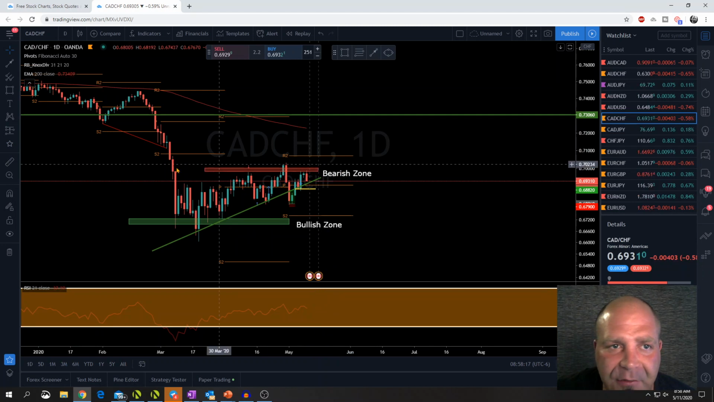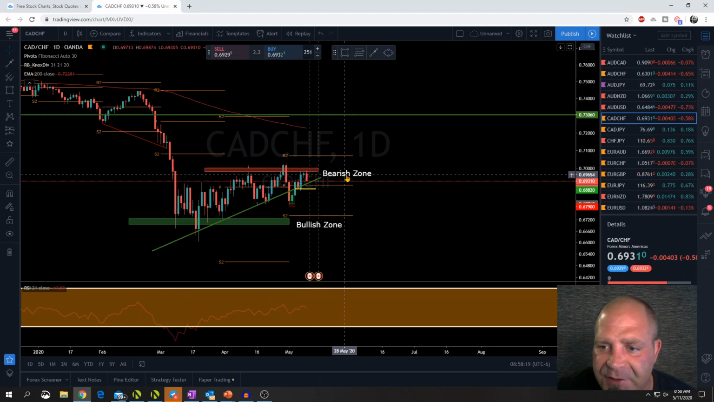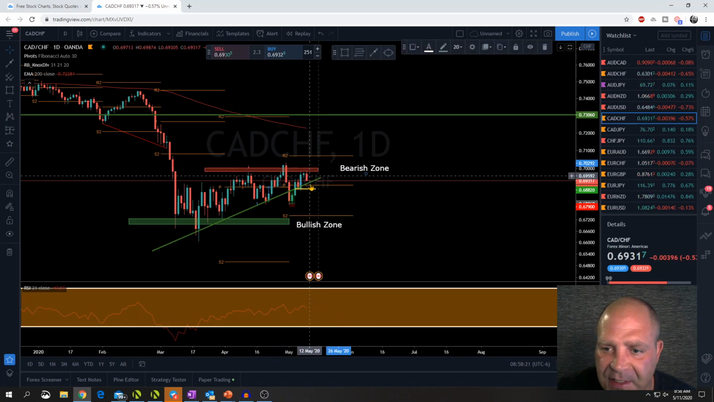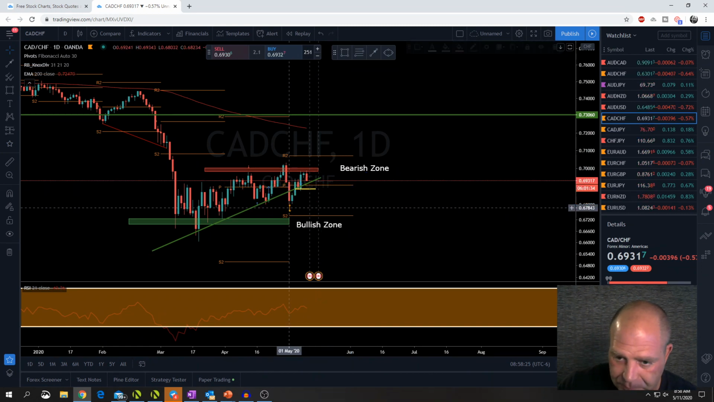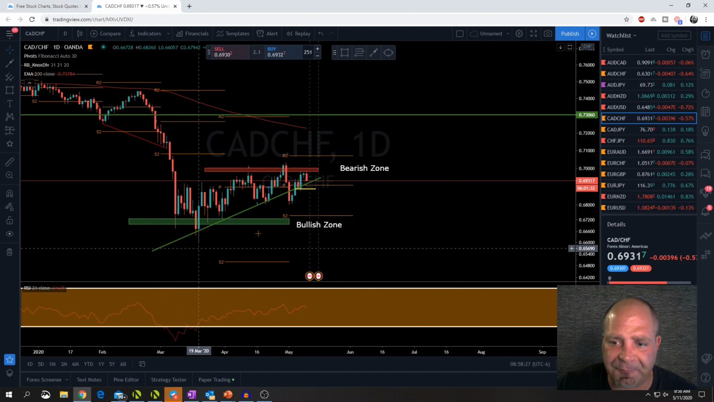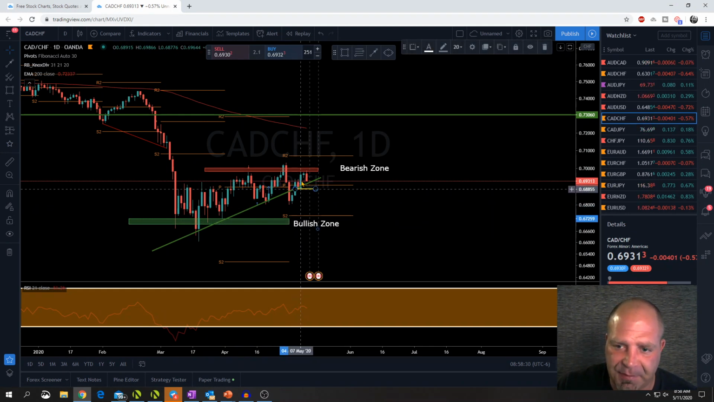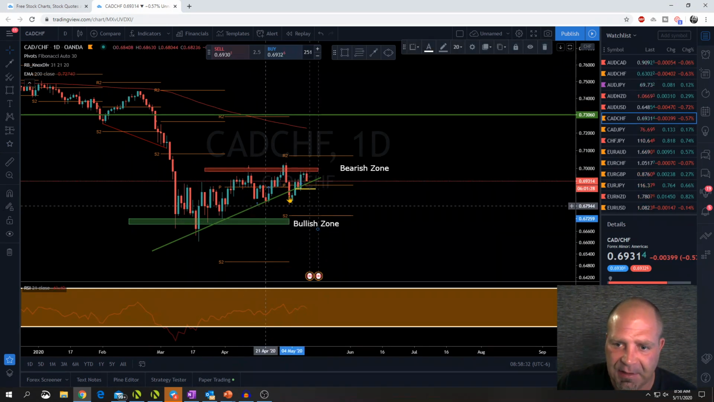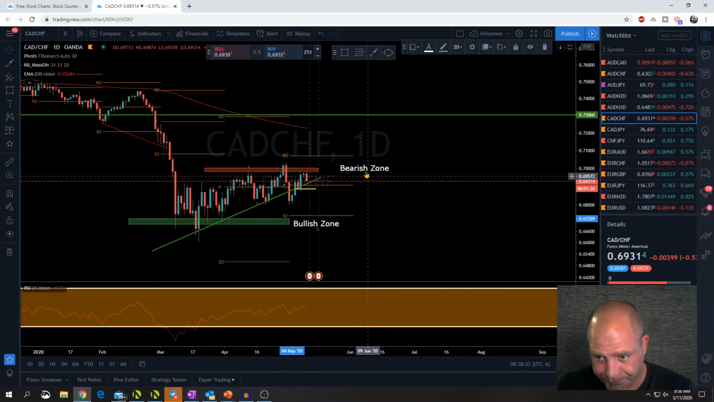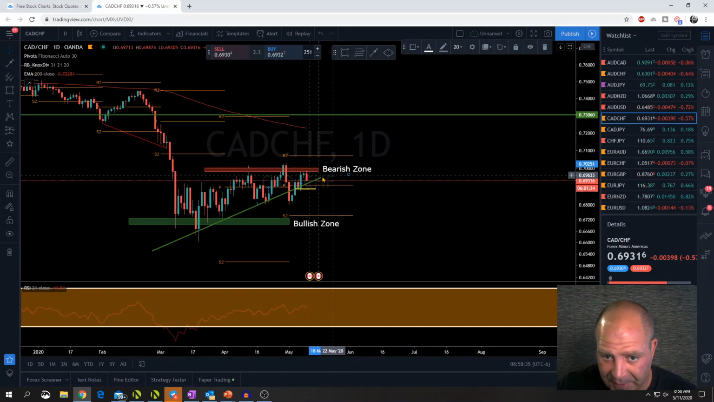Again, great resistance area of rejection here. Looks like this daily candle is well on its way to the pivot. I'm going to wait for something bigger to happen on this. Price is getting kind of stuck in this wedge. And it's a bearish wedge.